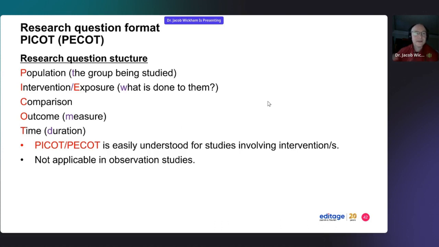So here's a research question format called PCOT or PICOT. You have a population, then you have an intervention or exposure, what is done to the population, then a comparison, and then you have an outcome, something that's measured by the scientist or the medical professional, and then you have a duration of the experiment. And this is easily understood for studies involving interventions like medical treatment, but this is not applicable in observational studies.